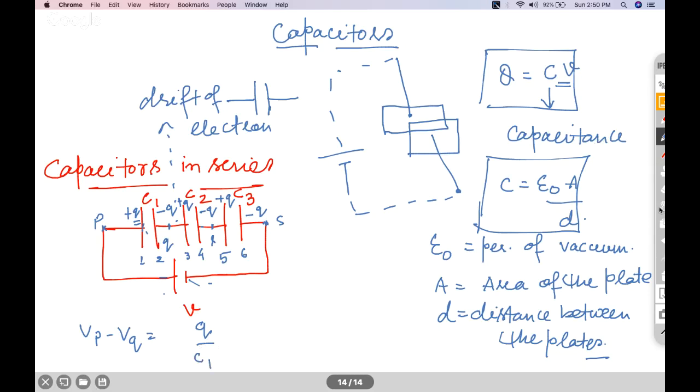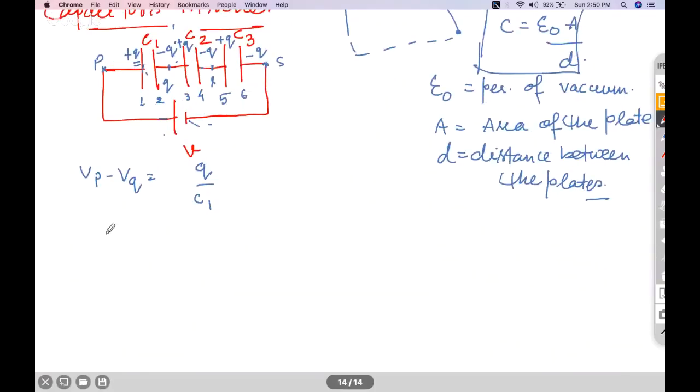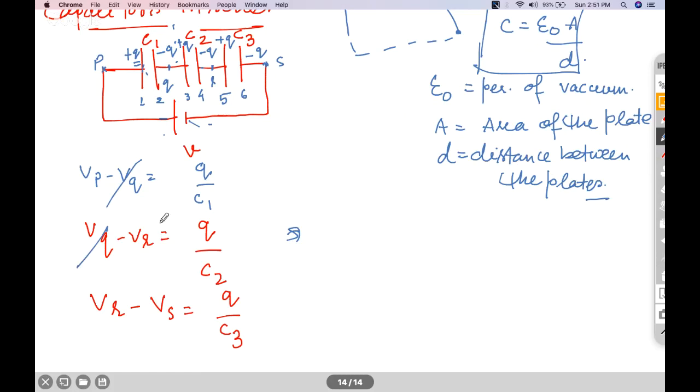Similarly, Vq minus Vr is equal to charge Q, because charge remains same, but the capacitance is different, so potential difference would be different. And Vr minus Vs is Q divided by C3. So what I can write over here is, I will add all of them. So this Q will get cancelled out, R will get cancelled out. So Vp minus Vs, which is nothing but the potential difference V, is equal to Q divided by C1 plus Q divided by C2 plus Q divided by C3.